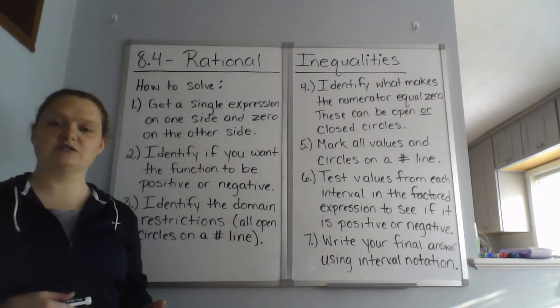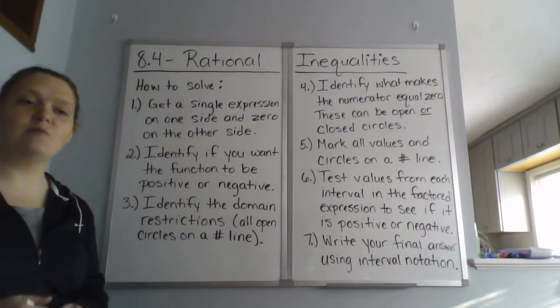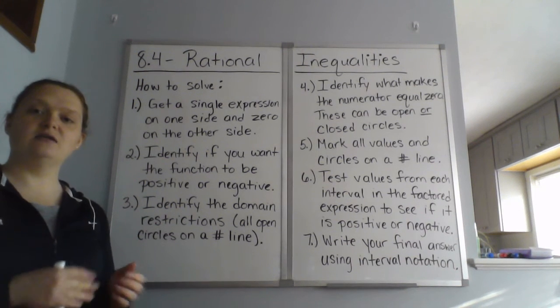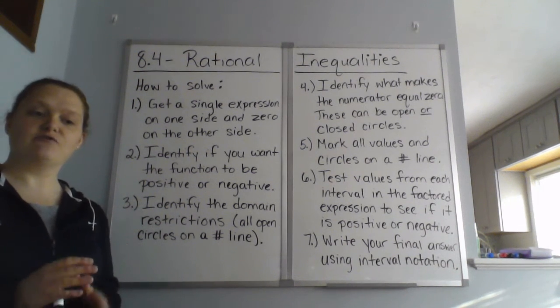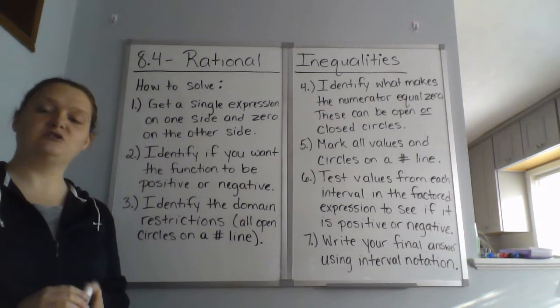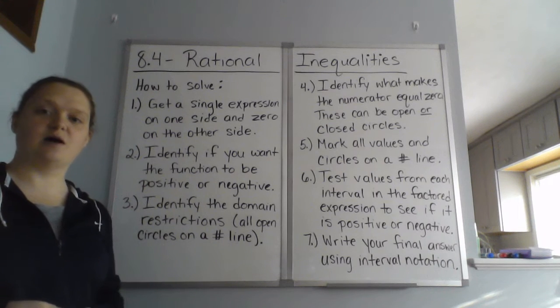Okay, so this is our step-by-step process. Step one: we want to make sure that we have a single rational expression on one side and 0 on the other side. The first two examples you look at will already be in that setup, but then we'll see two more examples where we need to do some rearranging and getting a common denominator to accommodate that.